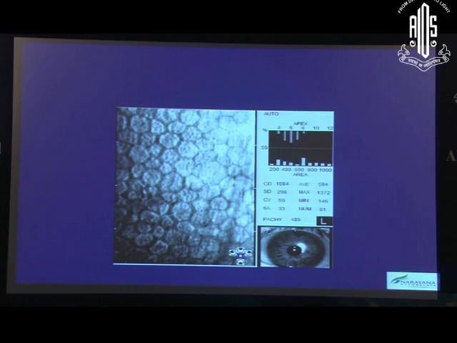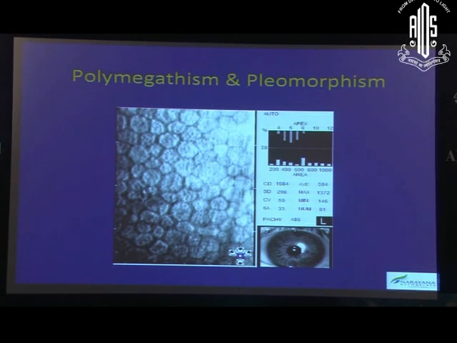So the person does have polymegathism. You see some of the cells are bigger, some of the cells are smaller. So that's fine. 6A should be more than 50. It's not more than 50, it's 33. That means the person has pleomorphism also. So maybe this is an ailing cornea or an older cornea. The individual cell average size normally is 250 square microns. Here it's like 500 square microns. So obviously it's an ailing cornea. We are talking about polymegathism and pleomorphism. So your diagnosis in your exam would be polymegathism, pleomorphism.